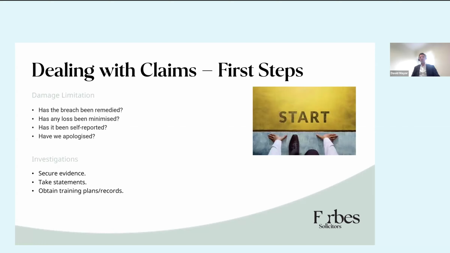So dealing then with claims when they first come in, or complaints as they may be first, is about damage limitation to begin with. Has the breach been remedied? A number of cases that I've seen where there has been a breach which has been acknowledged and even apologized for sometimes, where actually they've not taken the simple step of then remedying it immediately. You know, if you send a letter to the wrong recipient, there can be a tendency to think, well, it's done and dusted, the breach has happened now. But can you go around and get that letter and recover it?